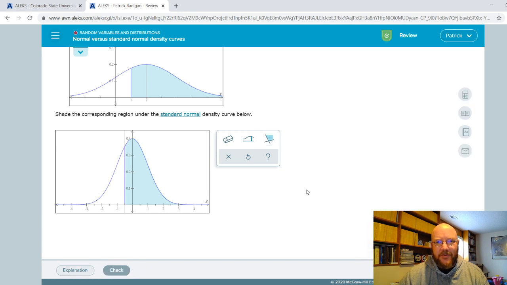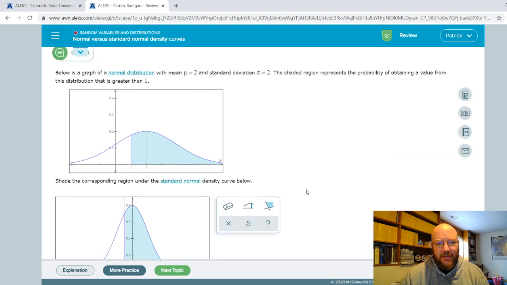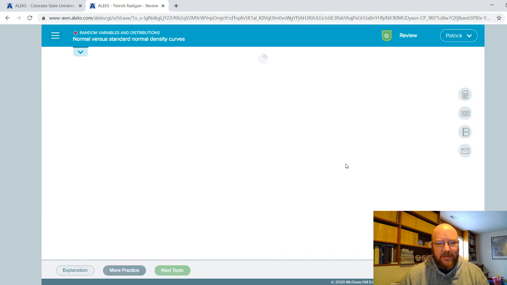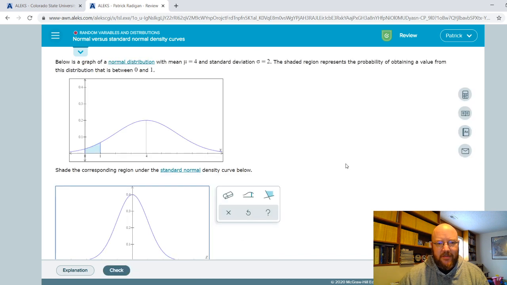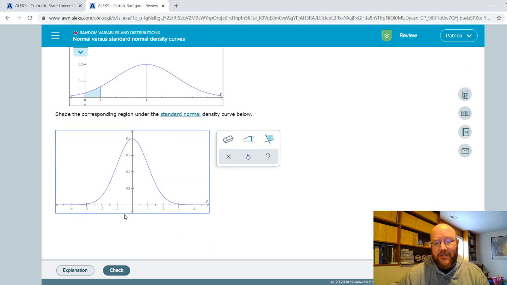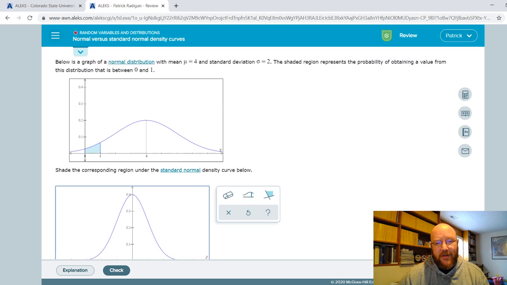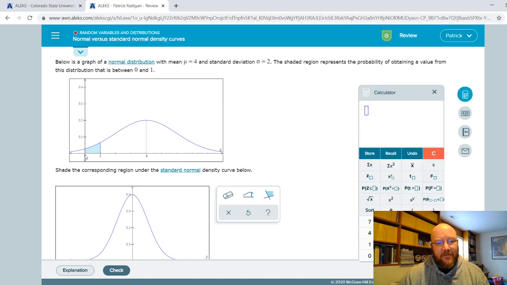Let's see if I can get one of those where it's between two areas. There we go, this one right here. So it's going to ask me to find the area between 2 points. All I have to do this time is do the equation twice, once for each point, and then just shade the area between those 2 points. Alright, so let's start with this one right here.